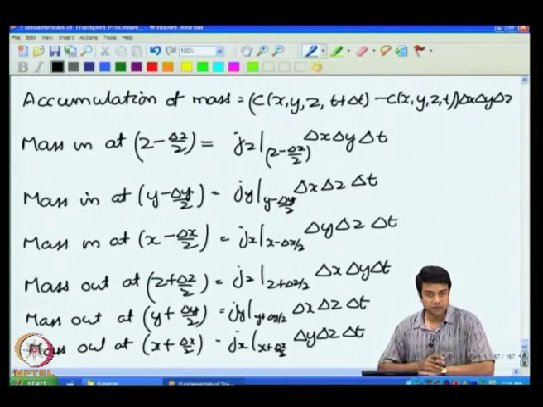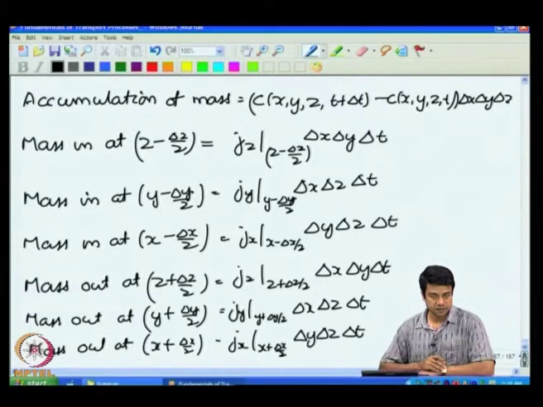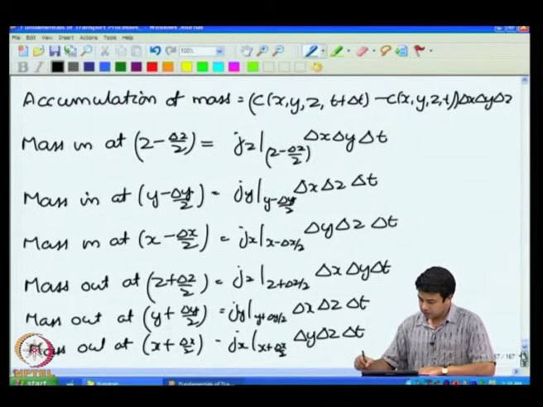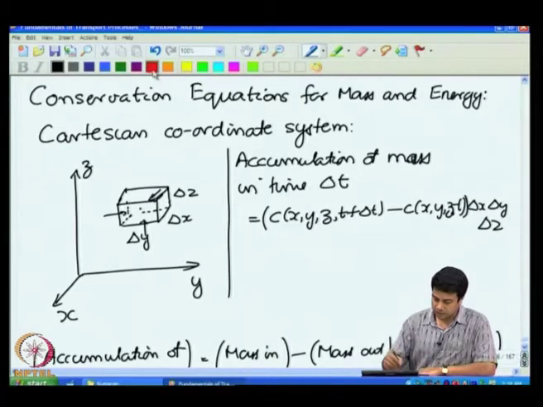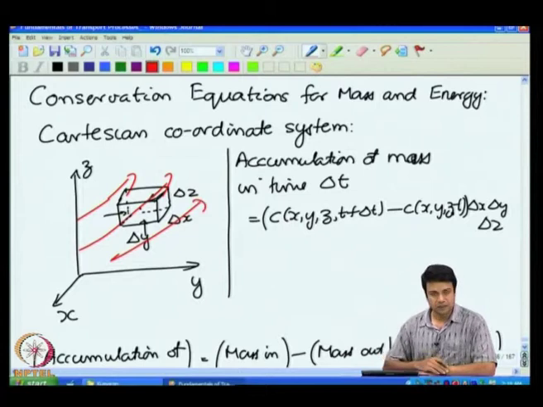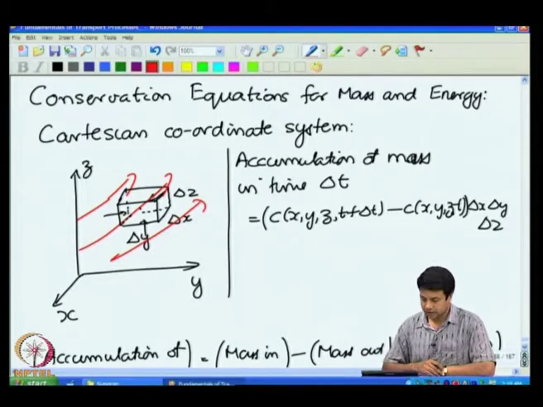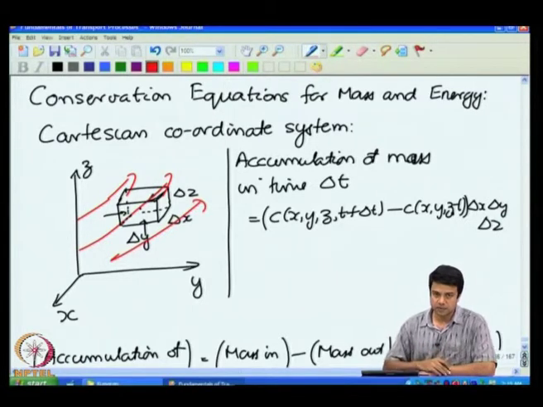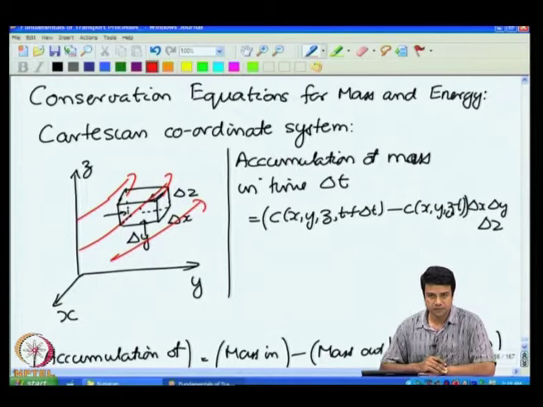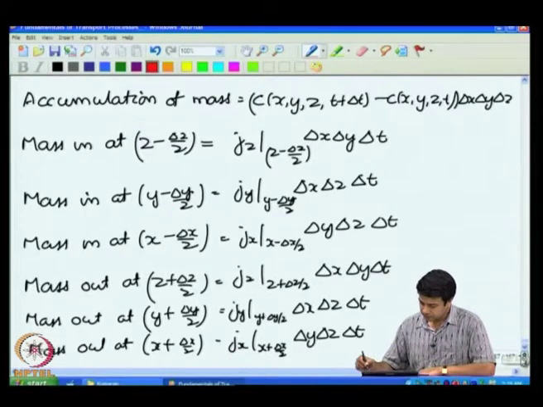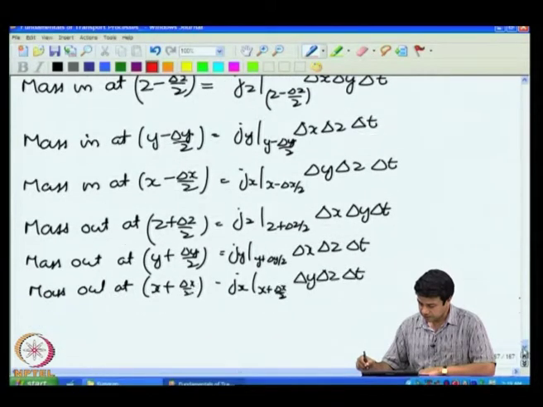So, these are all the diffusion fluxes that are taking place. There is also mass in and mass out because of convection. We are considering fluid systems, and in general there could be some net fluid velocity going through this. There could be some net fluid flow with the velocity ux, uy and uz. So, there could be mass in and mass out due to convection as well, due to the fluid velocity field. So, what is the mass in and the mass out due to convection?